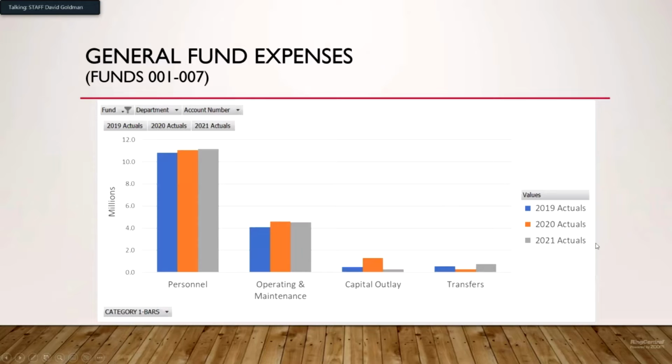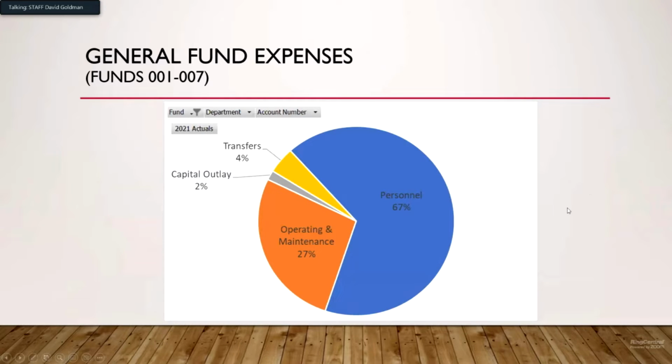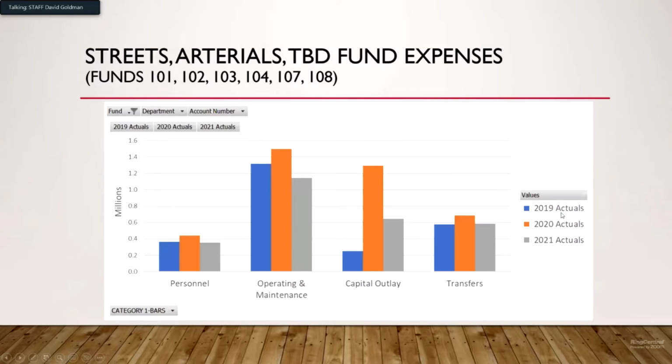So with general fund expenses, you can see that personnel is the largest portion of general fund. Operating and maintenance is down here. Capital outlay is over here, and transfers is down there. And looking at the 2021 results, you can see 2/3 is personnel, and the other third or so is transfers, capital outlay, and operating and maintenance.